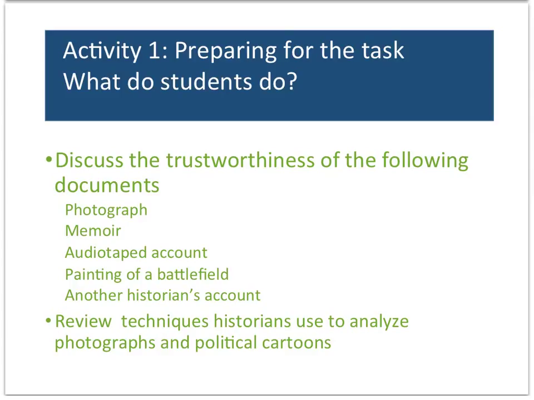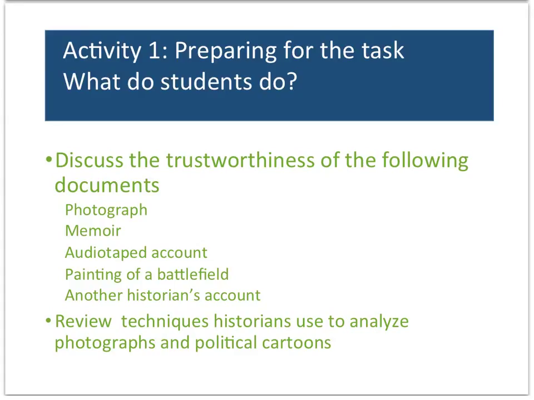Students are going to be looking at a photograph, but they're also going to be thinking about a memoir, an audio taped account of an event, a painting of a battlefield, and another historian's account. They'll use these different things to analyze how trustworthy each is, and what affordances and limitations each of these sources might bring. The sources are things that historians actually do use, so it's an interesting conversation to have with students.